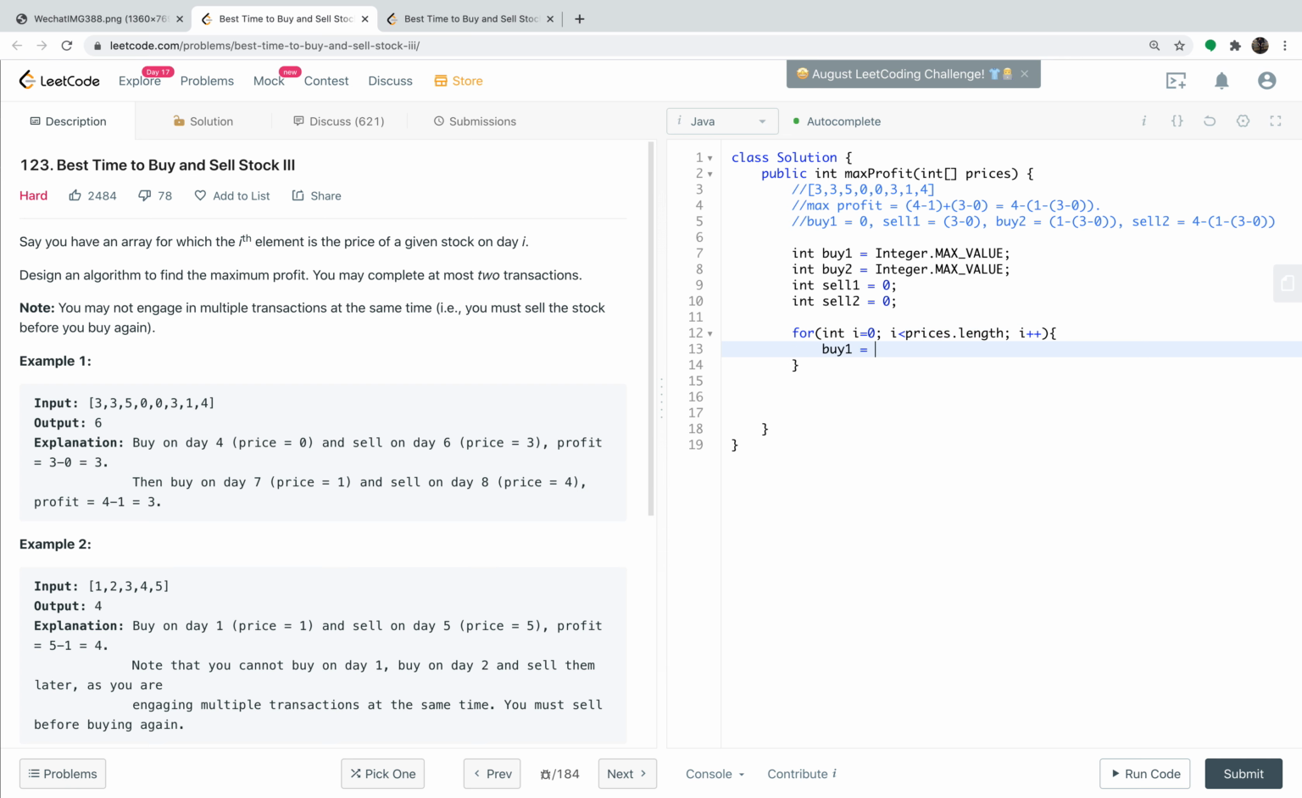So buy one is similar to the best time to buy and sell stock one, but we need more transition. We buy one and sell one as the maximum value.